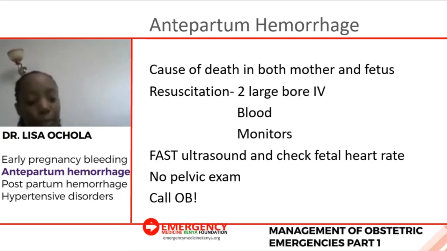And then if you have access to ultrasound machines, hopefully, then you can do a FAST ultrasound that is just checking for free fluid in the pelvis. And at the same time, because the fetus is supposed to be viable, you should check the fetal heart rate. It's very important to remember, do not do any pelvic exam for these patients. Because if they have things like placenta previa and you're doing a pelvic exam, you'll aggravate and even worsen the bleeding. And call OB or plan to transfer to a facility that has an OBGYN or someone that can manage some of these cases surgically.